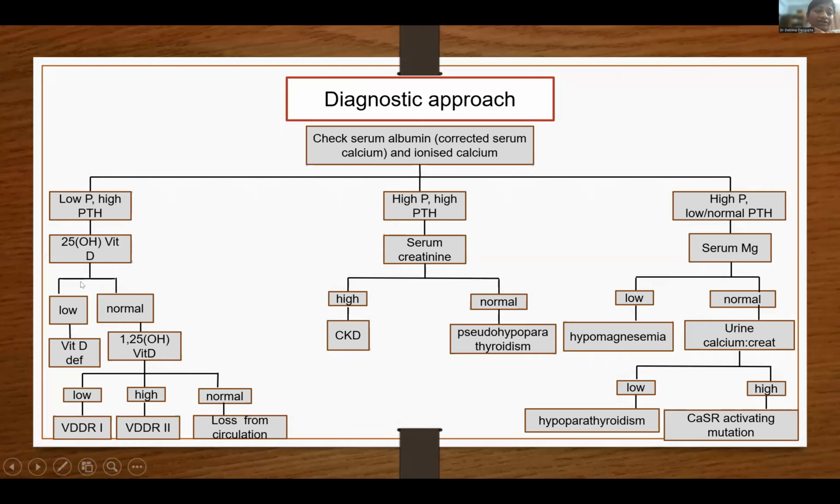25-hydroxy vitamin D you get done. If it is low, then vitamin D deficiency. If it is normal, you get the activated vitamin D level done. If it is low, then it is due to decreased conversion into activated vitamin D, so VDDR type 1. If it is high, that means there is end organ refractoriness to activated vitamin D, so VDDR type 2.